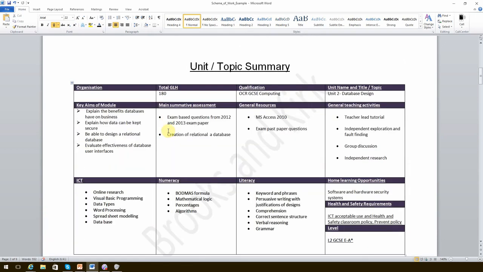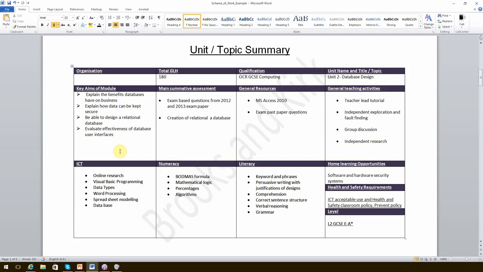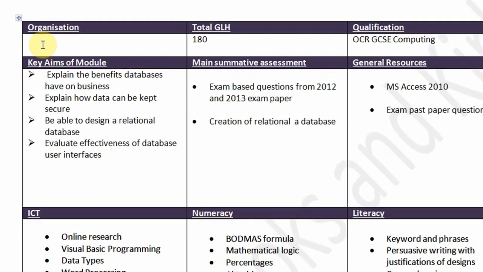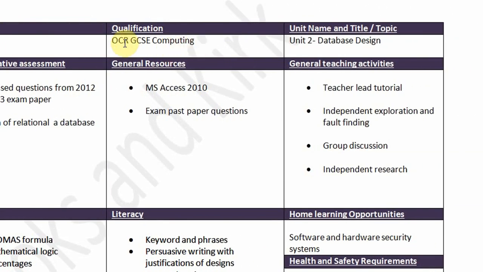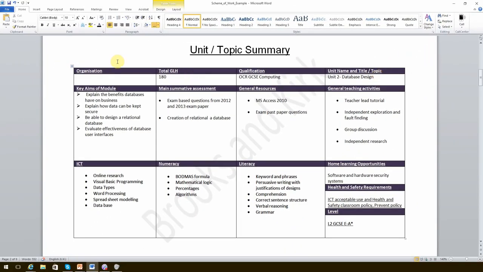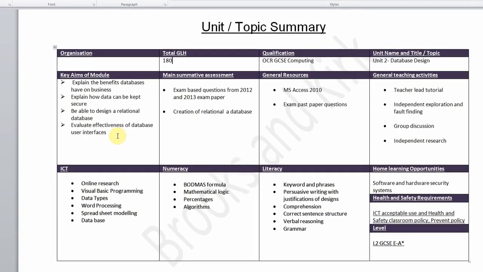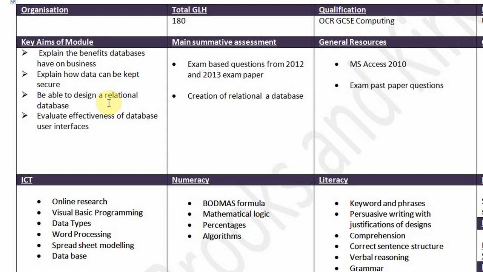Now, at the start of your scheme of work, you need to obviously detail the organisation where it's taught, the guided learning hours that the exam board require, obviously the title of the qualification, that will be useful, and the name and title of the topic itself. That should be close to the start. What I've done is I've picked to pieces the key aims for that module that the exam board require my learners to demonstrate. So I've literally explained that in this box here.